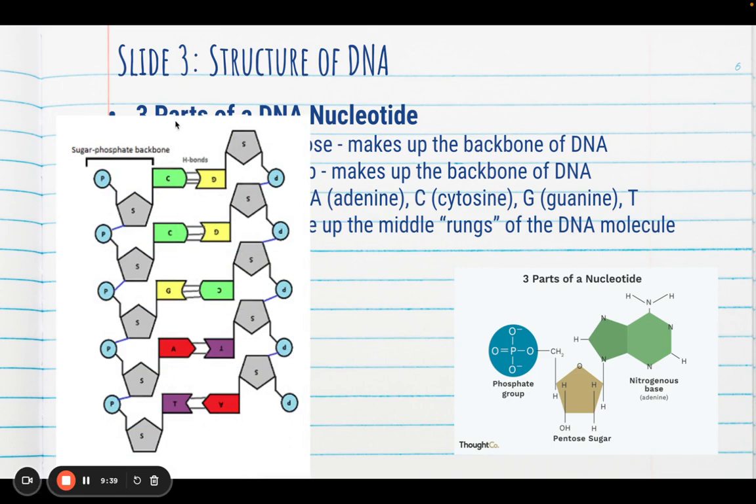The sugar and phosphate group of each nucleotide build to create a backbone or spine of DNA, as seen here. You can also note in this image that the cytosine and guanine are held together by 3 hydrogen bonds, whereas the adenine and thymine are only held together by 2.